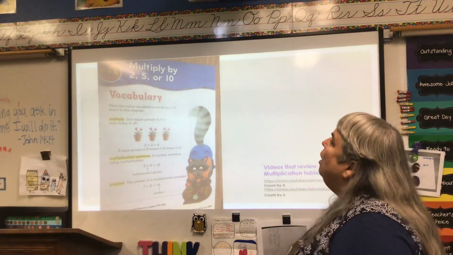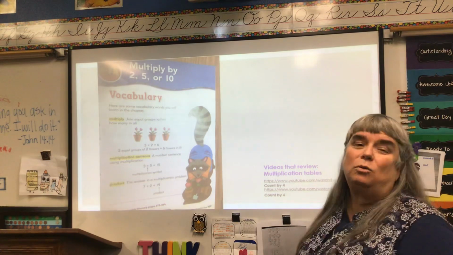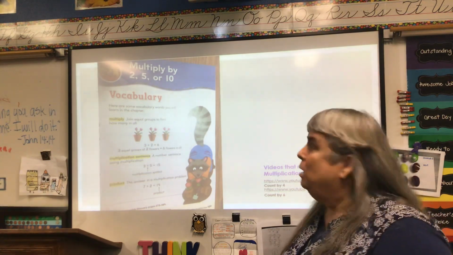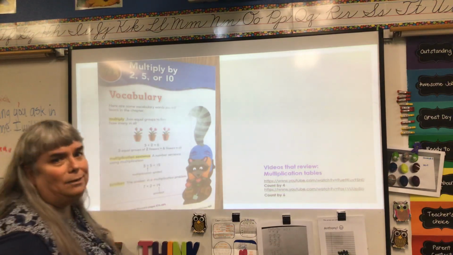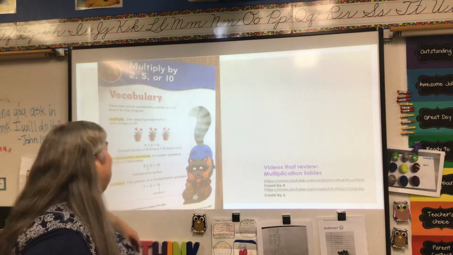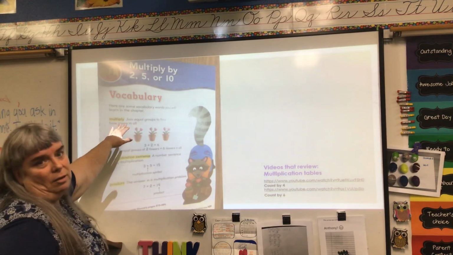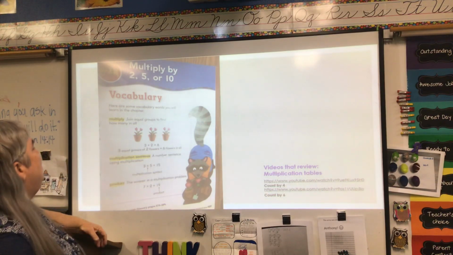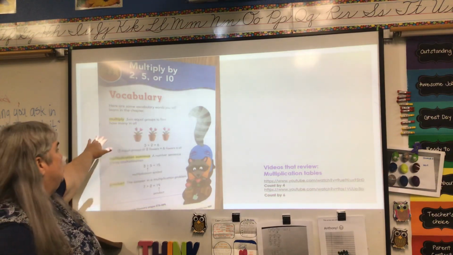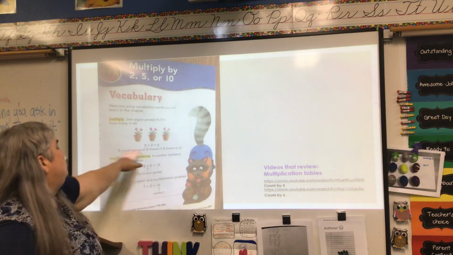Okay, in this section of our lesson, we're going to multiply by 2, 5, or 10. So, our new vocabulary is very similar to our old vocabulary. It says, here are some vocabulary words you will learn, or relearn, in this chapter. First of all, multiply. When you join equal groups to find how many in all, then you multiply.